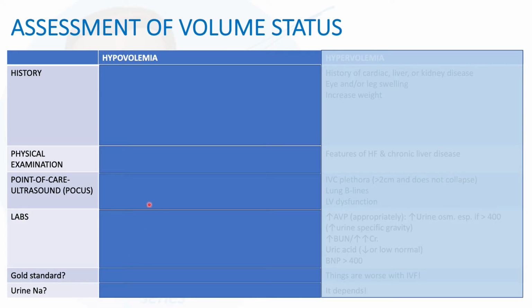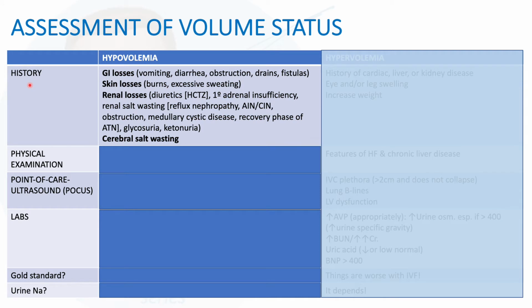Compared to hypervolemia in the last video, for hypovolemia you will be looking in history into something like GI losses, like vomiting, diarrhea, bowel obstruction, if there are any drains and how much they are draining, if there are any fistulas and how much is discharged from them, to get a sense of the GI losses which could be contributing to the hypovolemia. Also skin losses, a little bit less common; GI losses are much more common. Excessive burns or excessive sweating can also sometimes contribute to hypovolemic hyponatremia.